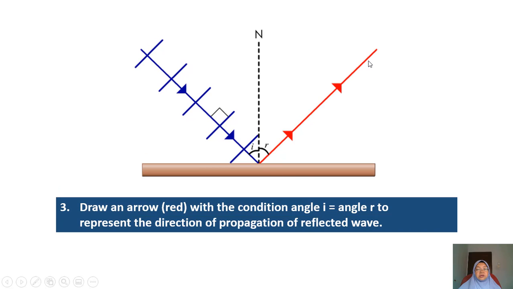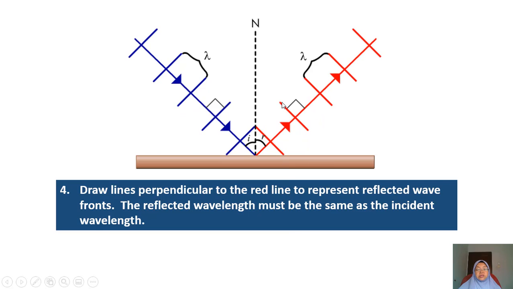Here we draw the line to show the reflected wave. Here is the incident angle, here is the reflected angle. Then we draw the wavefront of the reflected wave, which is perpendicular to the direction of the reflected wave that we have just drawn.